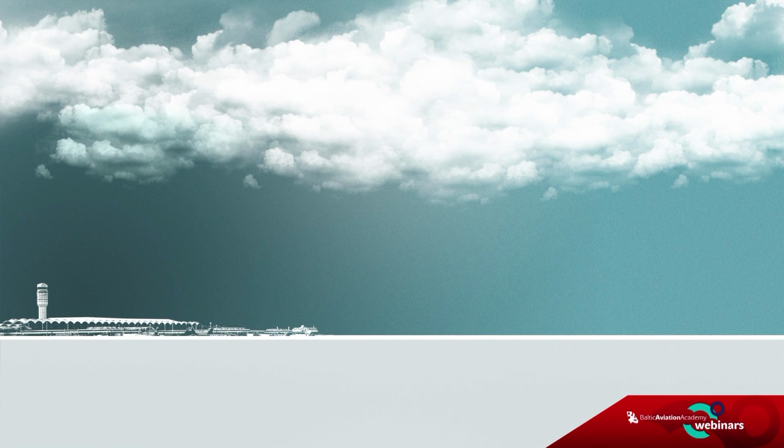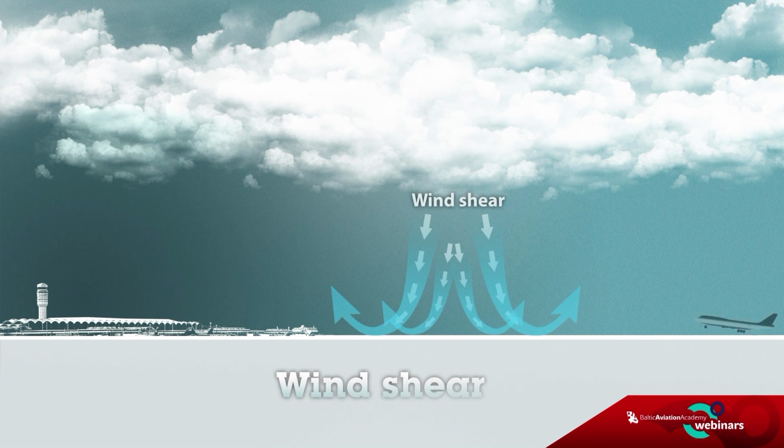Wind shear refers to a change in wind speed or direction with height in the atmosphere. It also refers to a rapid change in winds over a short horizontal distance experienced by aircraft, conditions that can cause a rapid change in lift and the altitude of the aircraft.